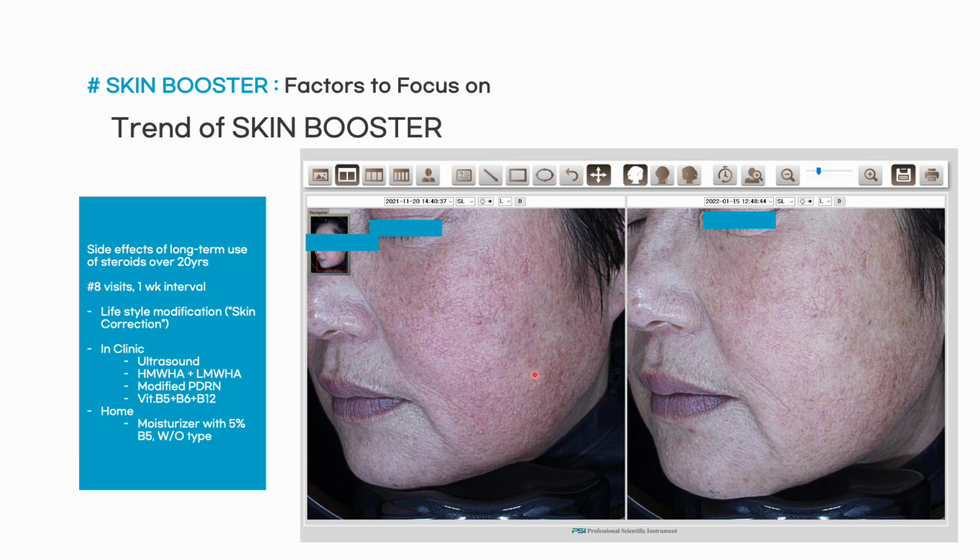Chronic allergic contact dermatitis and typical side effects of steroid: rhinophymatous change, telangiectasia, severe itching, and dryness. She was afraid to use steroid, but she was using steroid every day because of severe itching. So we set a plan.